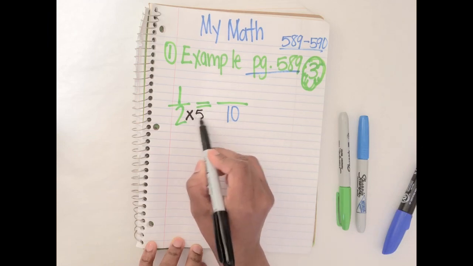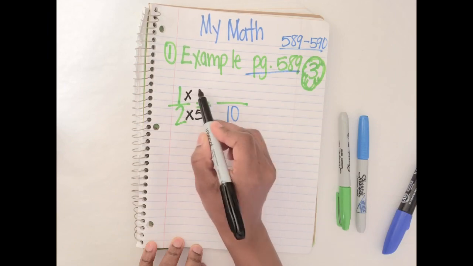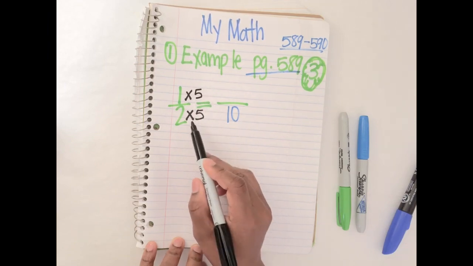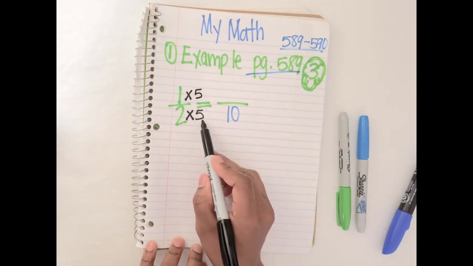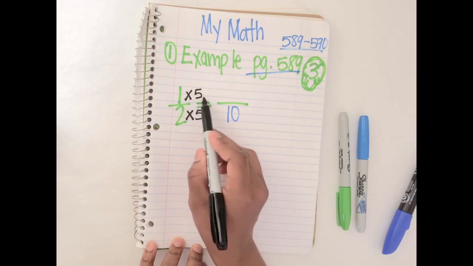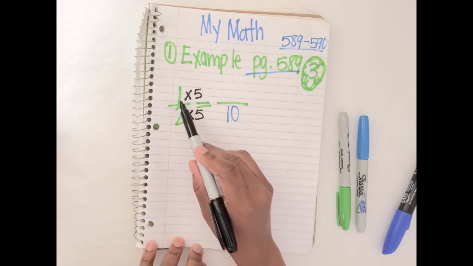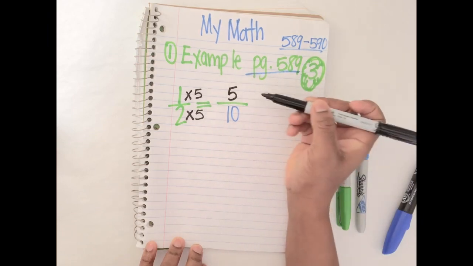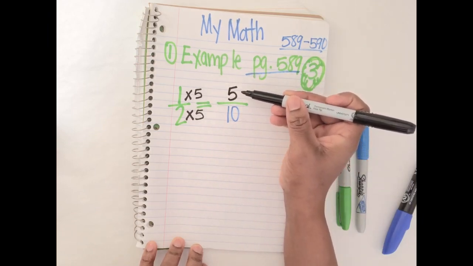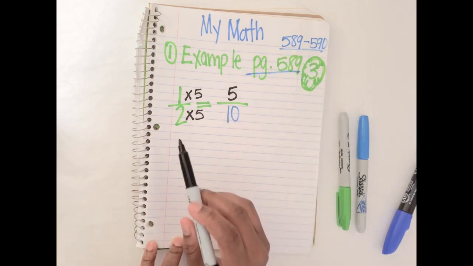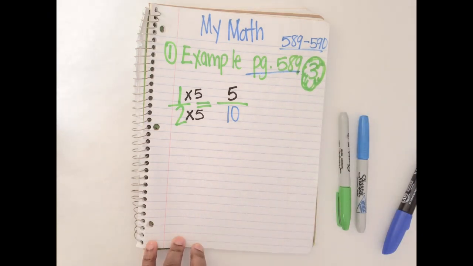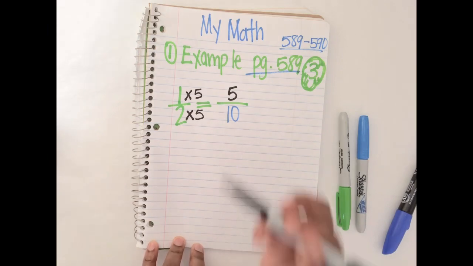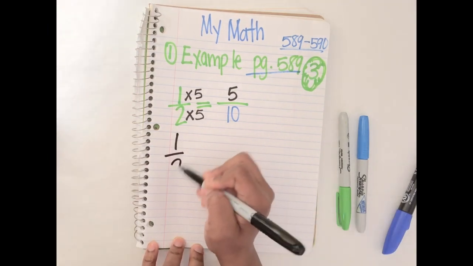Good. 5. Whatever you do to the bottom of the fraction, you must do to the top. That means if I multiply the bottom of the fraction by 5, I'm also going to multiply my numerator by 5. So what's 1 times 5? Good. 5.